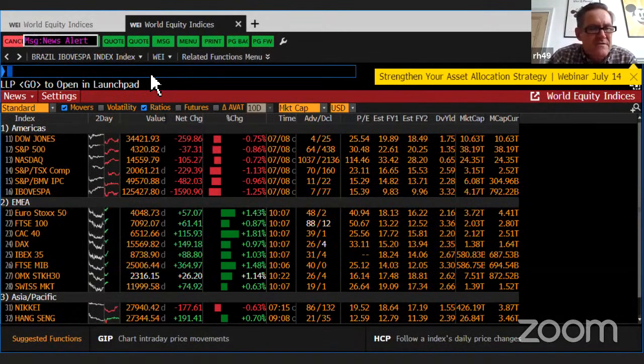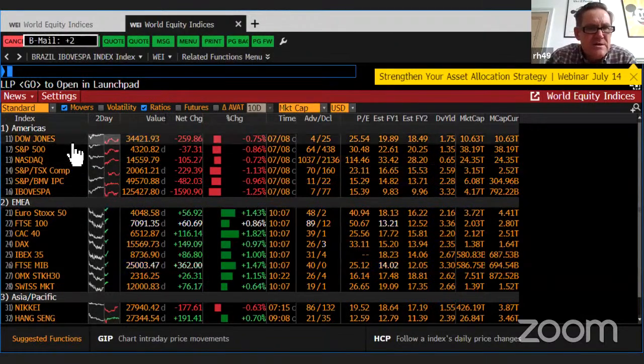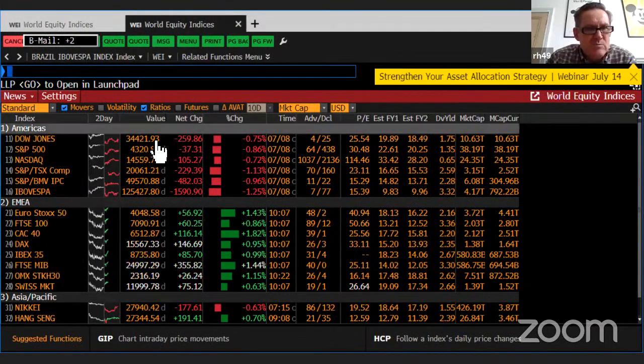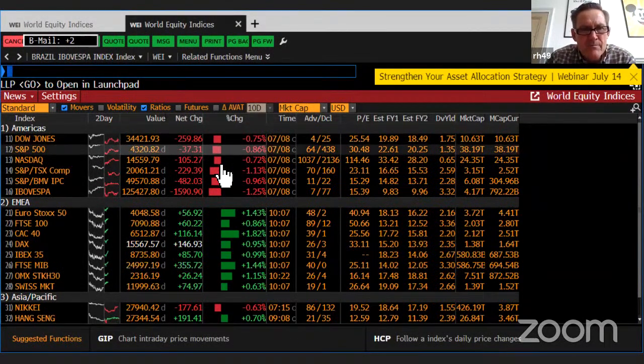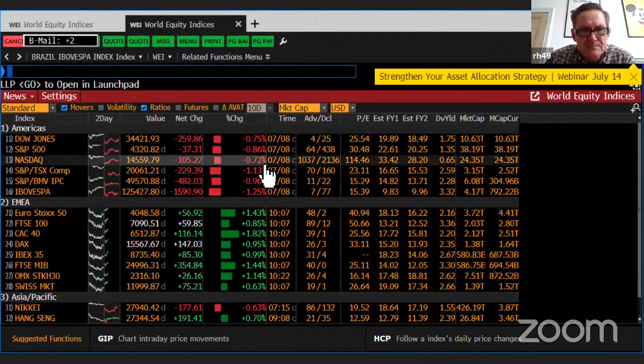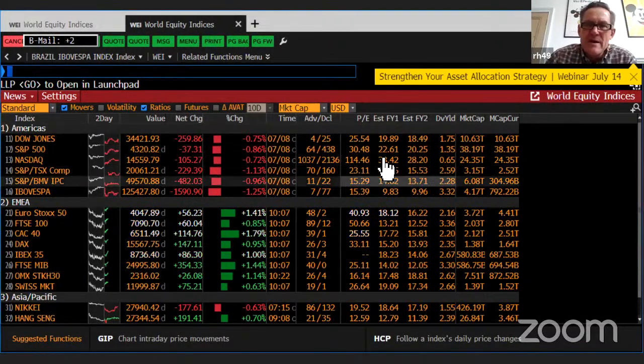And so just as a kind of introduction, this is one of the main pages on Bloomberg, which is WEI. It's the World Equity Indexes. And so you can see here it's broken up into a number of different regions. We've got the Americas. So these are all the US markets, which of course are closed at the moment. And you can see this is what happened yesterday. Mostly they were down, they're all red. And you can see the percentage change yesterday, and a bit of information about the markets themselves.